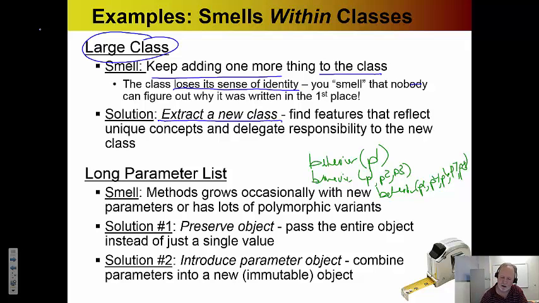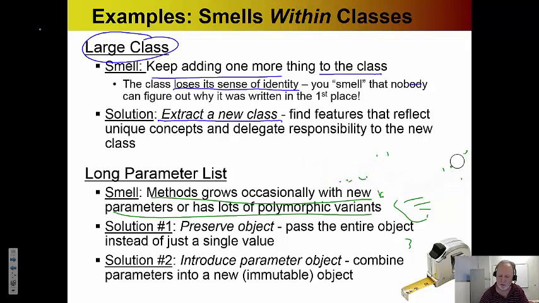And what happens when you start writing code like that is the first few lines of the method will almost always be about processing the parameters of the request. After a while, it becomes very unwieldy, and you lose the intent of something when you have those really long parameter lists. So the smell is a method that grows occasionally with new parameters or has lots of polymorphic variants. Sometimes folks get away from the polymorphism. The reason it says occasionally with new parameters is you start getting into, well, let's just write one version of the method.